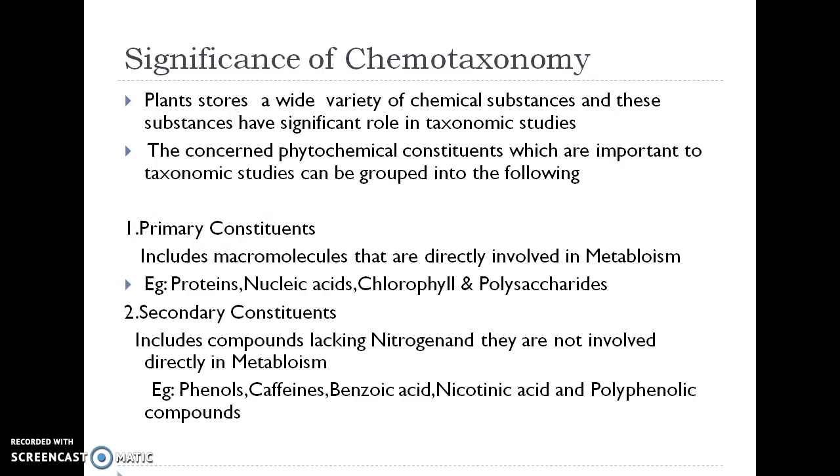That is called primary constituents. It generally includes macromolecules that are directly involved in metabolism, for example, proteins, nucleic acids, chlorophylls and sugars. These are macromolecules, very large in size, which are directly involved in metabolism. And secondary constituents include those compounds which are not directly involved in metabolism, and these compounds generally lack nitrogen. For example, phenols, caffeine, benzoic acid, nicotinic acid and polyphenolic compounds. So these are all the significance of chemotaxonomy.